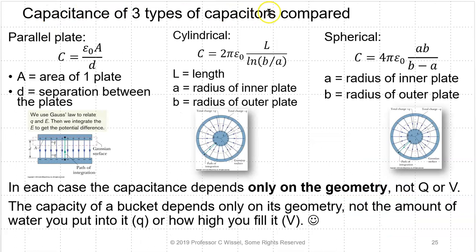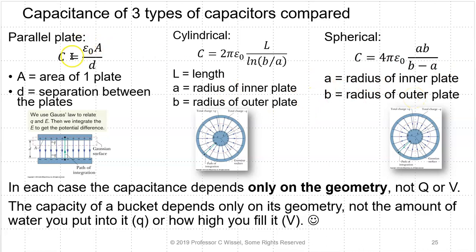Now, if you are a Physics 122 student or algebra-based physics, this is where you rejoin us. Okay, so the capacitance of the three types of capacitors compared, and this is just a handy thing for everybody. Parallel plate capacitor, C equals epsilon naught A over D. A is the area of one plate, D is the separation between the plates. The cylindrical, C equals 2 pi epsilon naught L over the natural log of B over A. L is the length, A is the radius of the inner plate, B is the radius of the outer plate. Spherical, C equals 4 pi epsilon naught times AB over B minus A, where A is the radius of the inner plate, B is the radius of the outer plate.